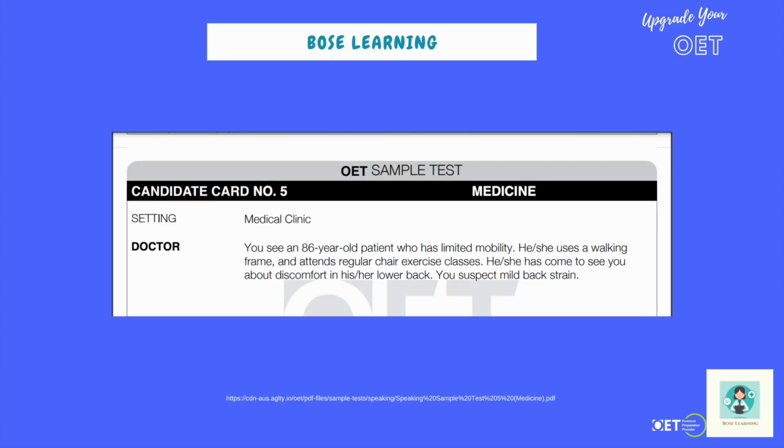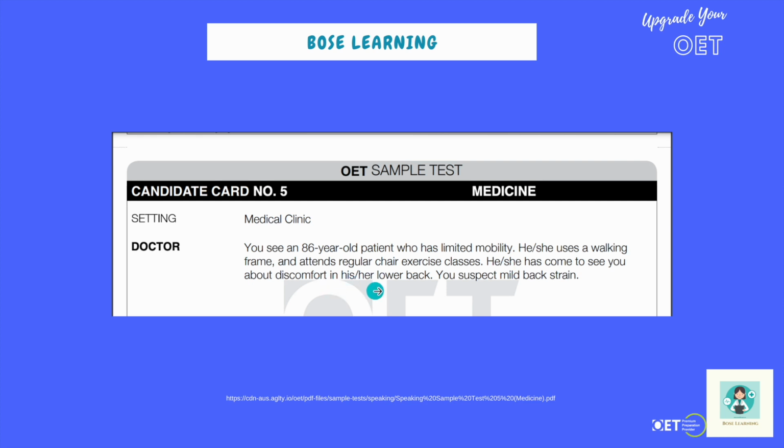So as I say, here is the setting, medical clinic. You see an 86-year-old patient who has limited mobility. He or she, because we don't know who the interlocutor happens to be. It could be a man, could be a woman. Respond appropriately, uses a walking frame, and attends regular chair exercise classes. He or she has come to see you about discomfort in his or her lower back.